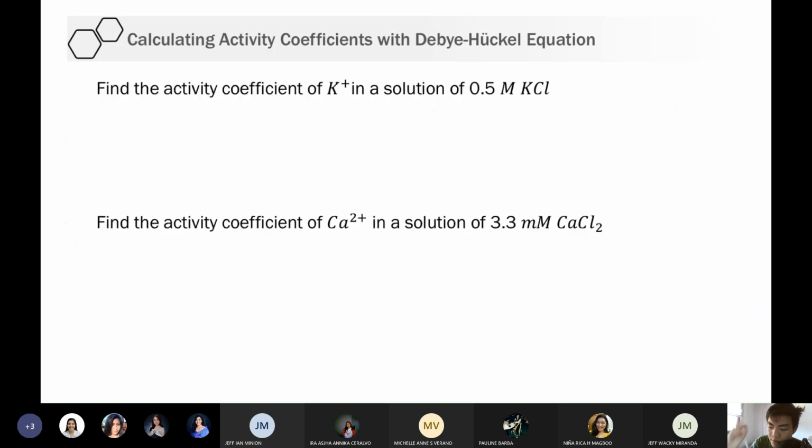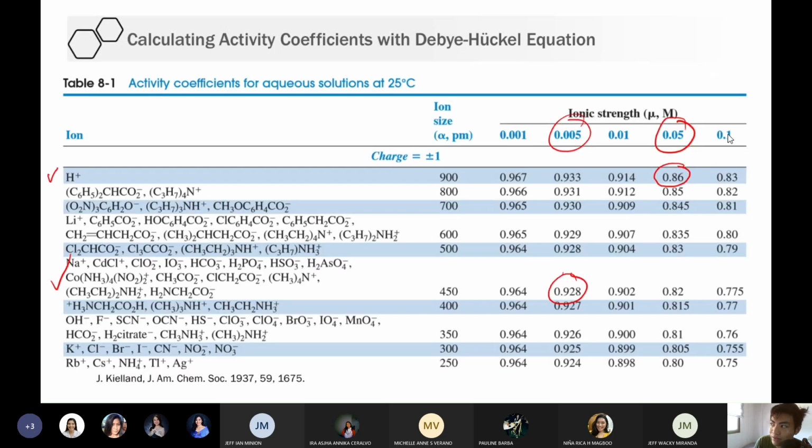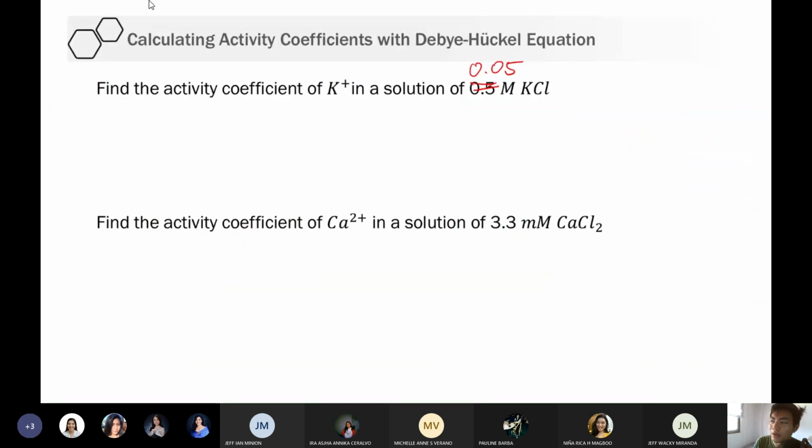Using this table, let us calculate the activity coefficient of K plus in 0.5 molar KCl. By the way, this is a typo, because if that's 0.5, you have to use Debye-Hückel. That's beyond the limit of the table. So, to skip that part and make things easier, let's rewrite it as 0.05. So let's find the activity coefficient of K plus if we have 0.05 molar KCl.